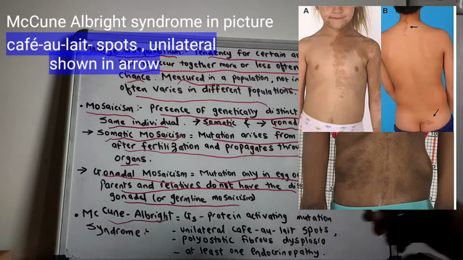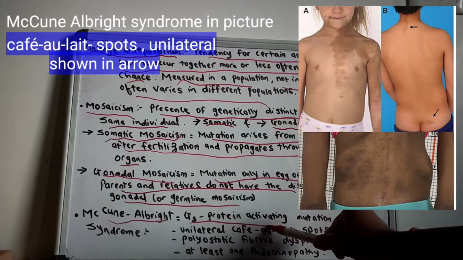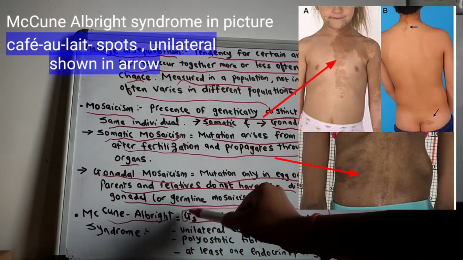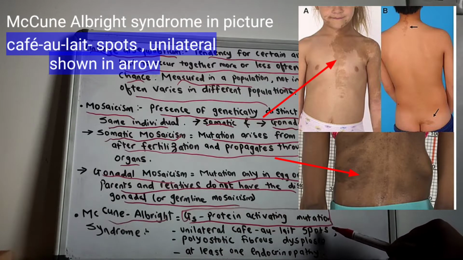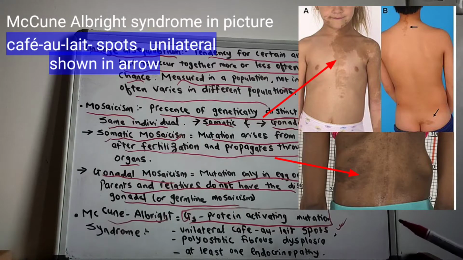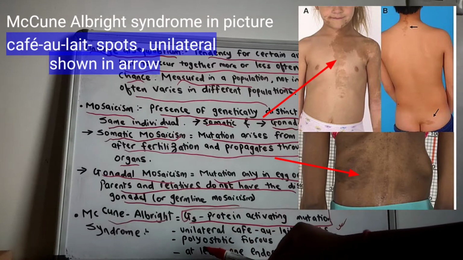Now let us discuss McCune-Albright syndrome. McCune-Albright syndrome occurs due to a Gs protein activating mutation. If there is a Gs protein activating mutation, then there is McCune-Albright syndrome. It presents with unilateral cafe au lait spots. I will show you the picture in the subsequent lectures. There are unilateral cafe au lait spots with ragged edges and polyostotic fibrous dysplasia. It means the bone is replaced by collagen and fibrous tissue.